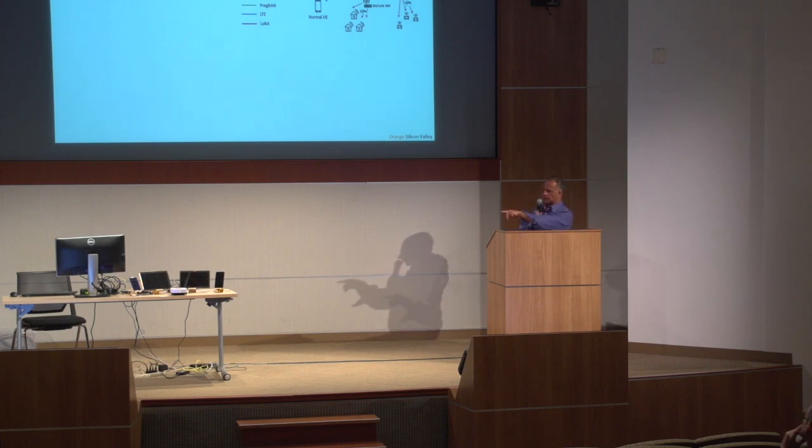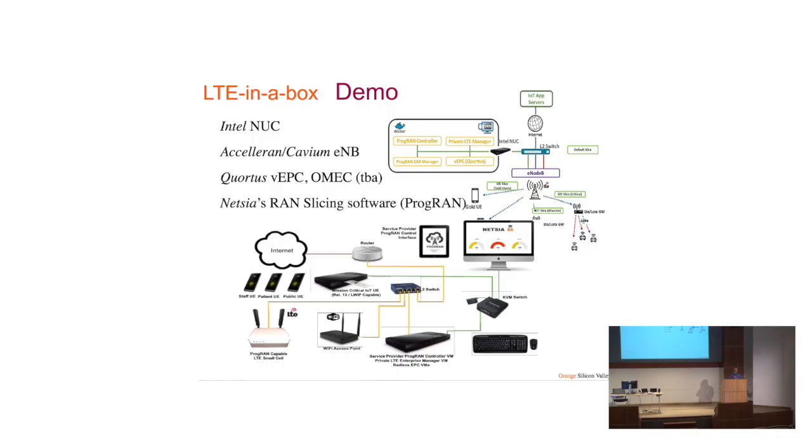Intel NUC that's sitting on that table. There's an eNodeB from Cavium, the small white box there. That's your radio, essentially. And then there's software that runs on the vEPC from Christos, and we plan to also install the open source version that Intel and Sprint have been working on, and also Netsia's RAN slicing software, which is called Program. So you can see the setup there, and this is the same setup here.